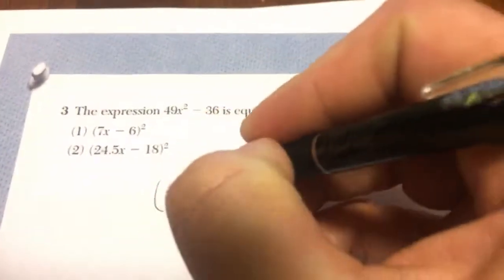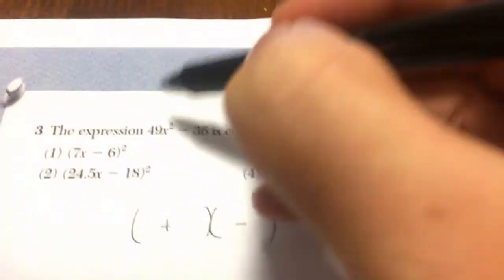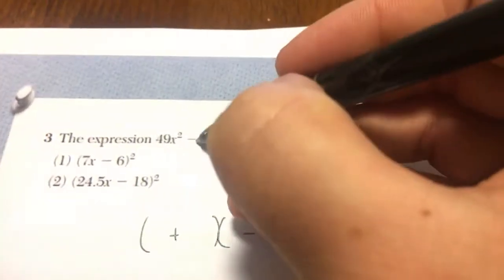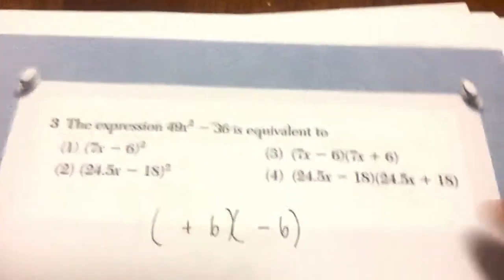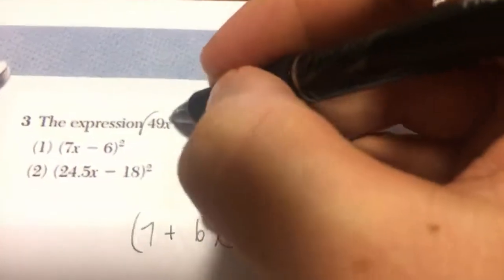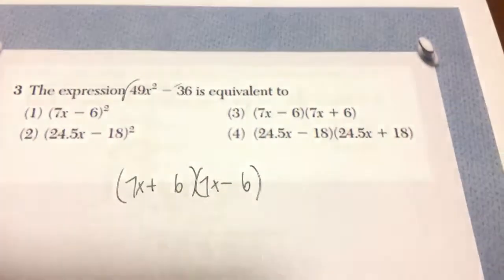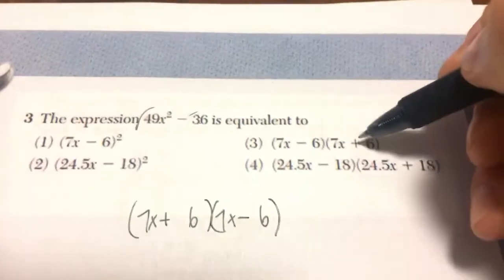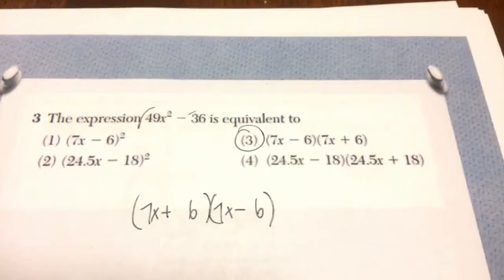Number 3 is the difference of two perfect squares. We're going to have binomial factors with a plus and a minus. Now, since both of these numbers are perfect squares, I say the square root of 36 is 6. It goes in the second spot of your binomials. Square root of 49 is 7. 7 goes here, 7 goes here. The square root of x squared is x and x. Now, the choice for number 3 has plus coming second. That's okay. The commutative property allows me to do so.